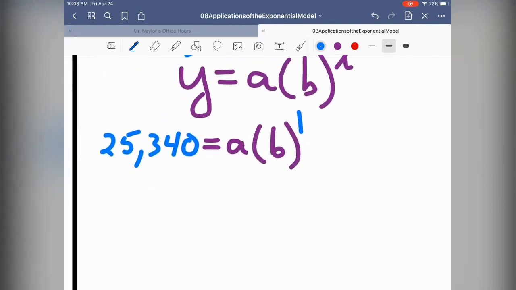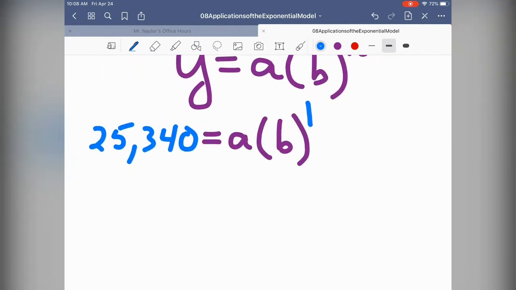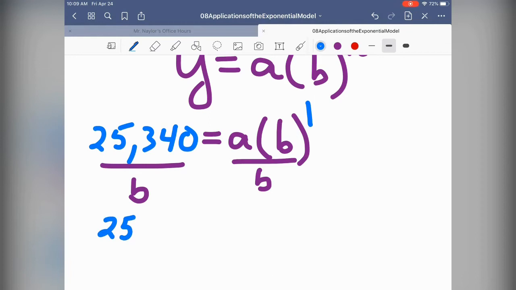Now, this equation might seem a little strange to you. It might seem like it doesn't tell us much, but I beg to differ, because what it can tell us is what the value of a would be based on our formula. Let me explain. If we divide both sides by b, we are able to describe a as an expression. The expression 25,000 divided by b equals a.